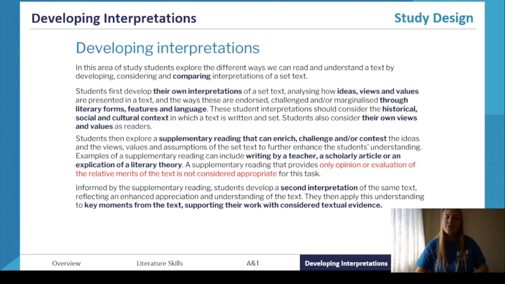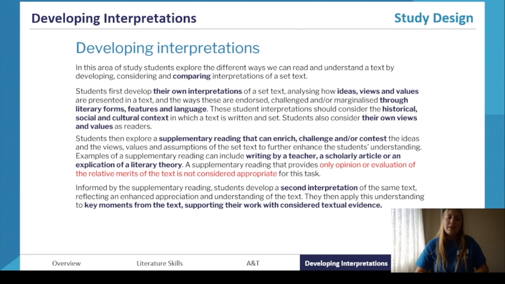This is a bit of a new aspect because we will then move into exploring a supplementary reading that might enrich, challenge, or contest the ideas and the views, values, and assumptions of the set text to further enhance the student's understanding. For example, writing by teachers, scholarly articles, explications of a literary theory, critics' articles, and so on and so forth may be our assigned supplementary reading.